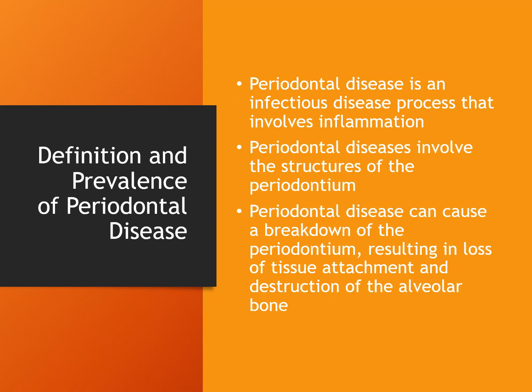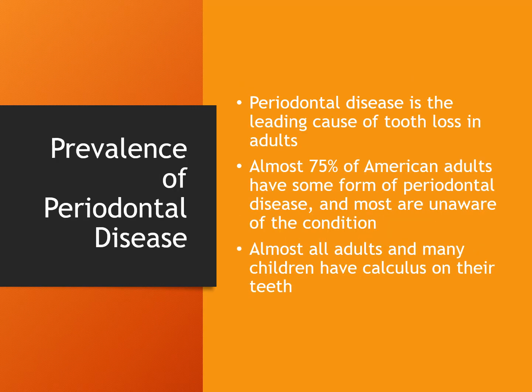So what is periodontal disease? Periodontal disease is an infectious disease involving the inflammation of the structures of the periodontium. Periodontal disease is the leading cause of tooth loss in adults.